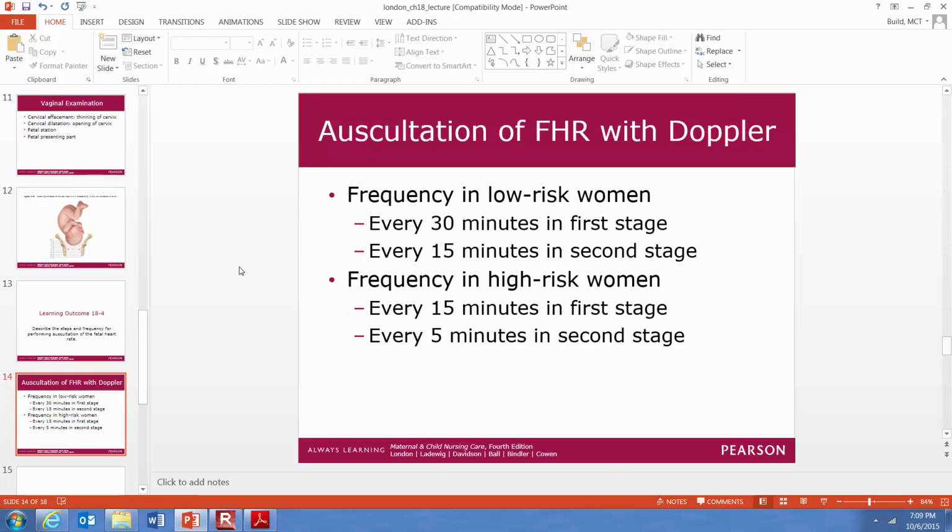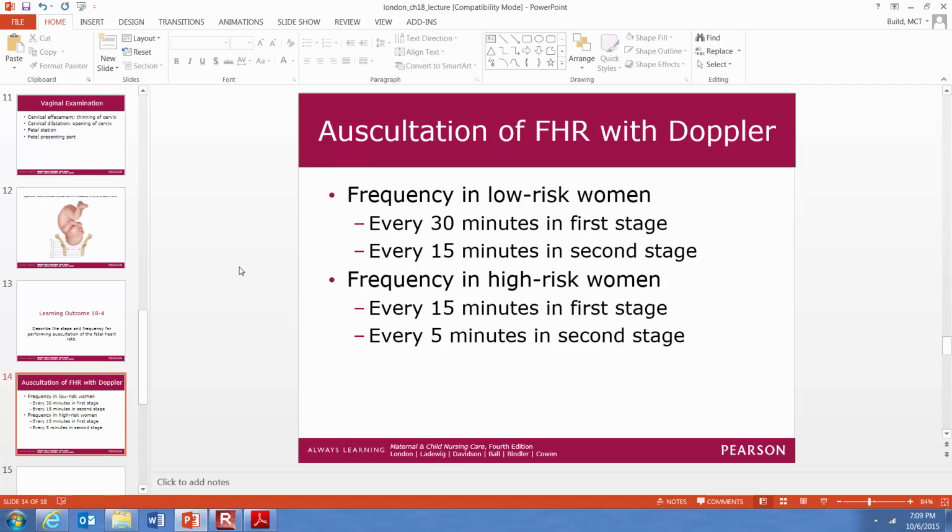So in our low-risk women, being women without medical or obstetrical complications and fetuses without complications, we can assess this woman in her first stage of labor every 30 minutes. So when we're doing Doppler, we are assessing and documenting every 30 minutes in the first stage of labor. In the second stage of labor, we are assessing and documenting every 15 minutes. If the woman is high risk, we're assessing, auscultating, and documenting every 15 minutes in the first stage of labor and every 5 minutes in the second stage of labor.